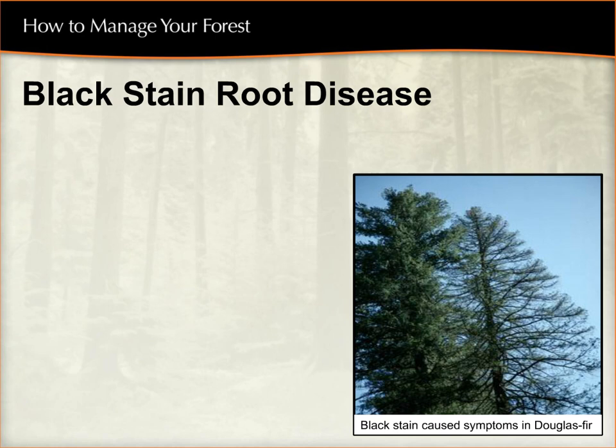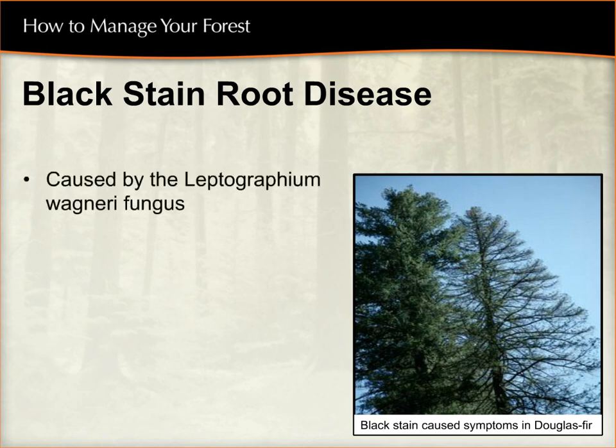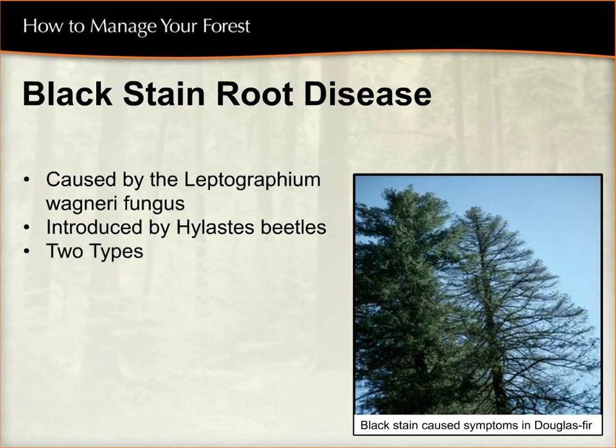Black-stained root disease is caused by the fungus Leptographium wagnerii, which colonizes the water-conducting tissues of their host roots, root collars, and lower stems, which results in the blockage of water movement to the foliage. In Oregon, it's most common in the southwestern and east-central parts of the state. The fungus is introduced to the host primarily by root-feeding beetles of the Hylastes genus. There are two types of black-stained fungus. There's the Douglas fir and ponderosa pine.